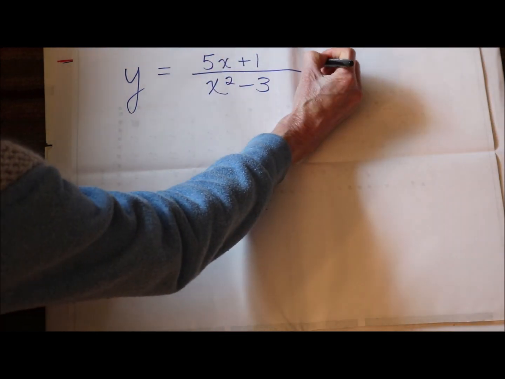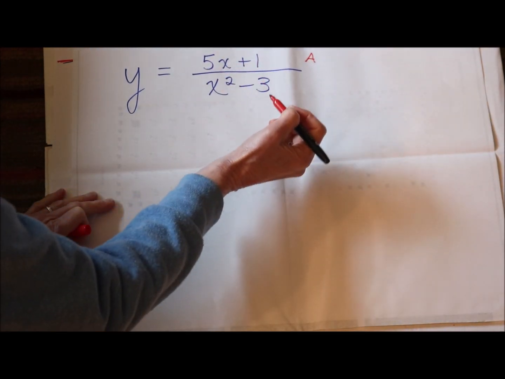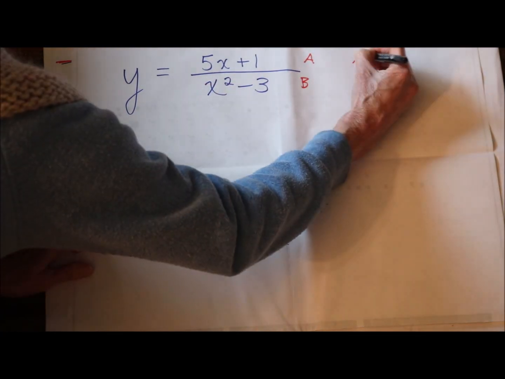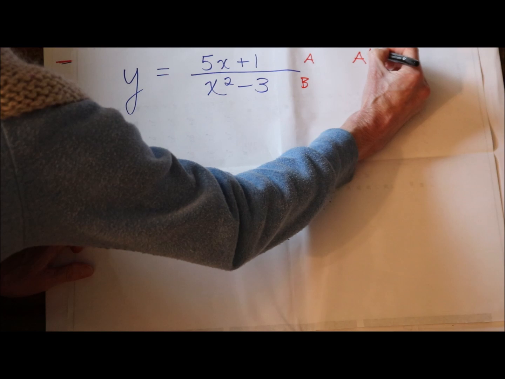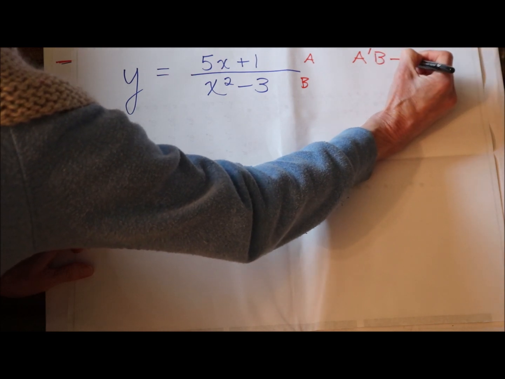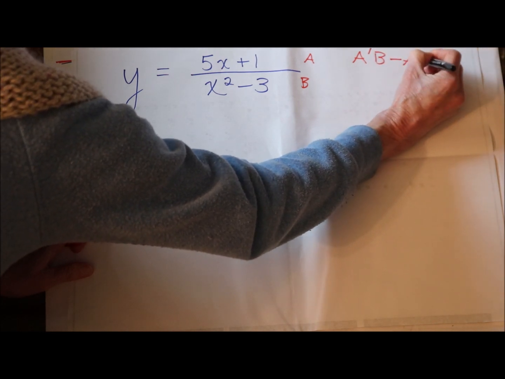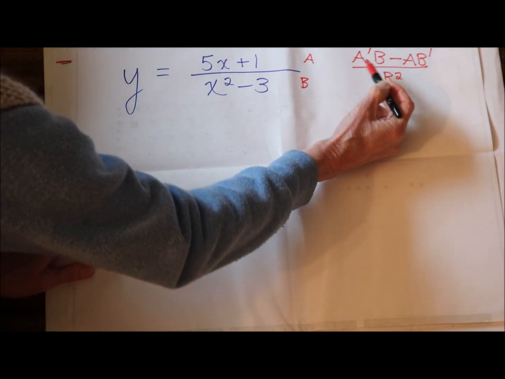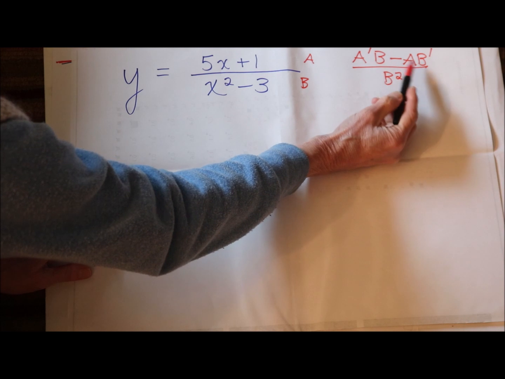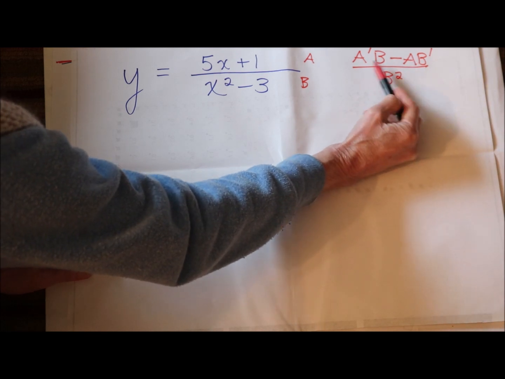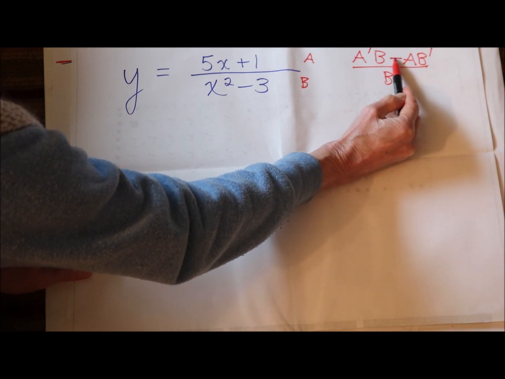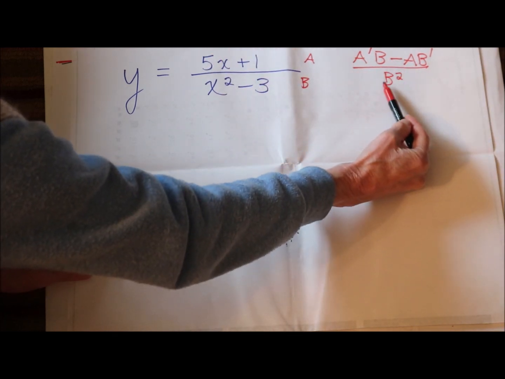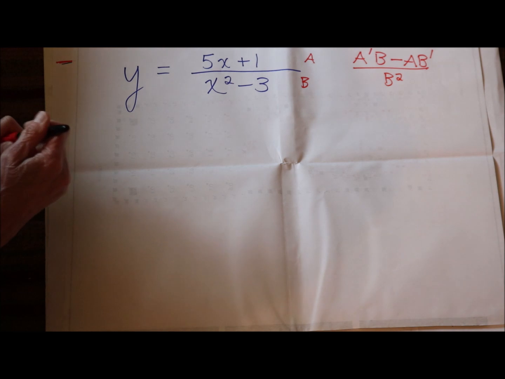So the top function, which I'll call a, is 5x plus 1. The bottom function, which I'll call b, is x squared minus 3. So let's just do our quotient rule. It's the derivative of the top times the bottom as it is minus the top as it is times the derivative of the bottom all over the bottom squared. I hope you've noticed that the quotient rule looks very similar to the product rule, except for the minus, right? So the quotient rule is like the product rule, except there's a minus there, and then you're dividing by the denominator squared.